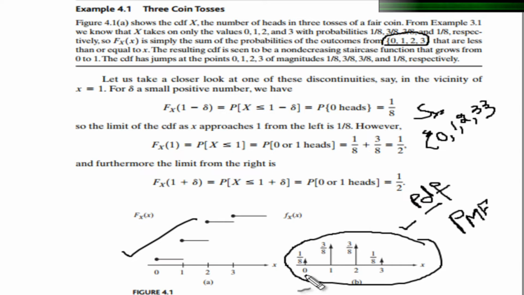So what is the probability of getting no heads? This will be 1 by 8. What is the probability of getting 1 head? This is 3 by 8. What is the probability of getting 2 heads? It is 3 by 8. And what is the probability of getting 3 heads? It is 1 by 8. Writing all the outcomes in this form is called probability mass function in the discrete case, and probability density function in the continuous case. We will discuss the continuous case later on, and this probability is in the discrete form.